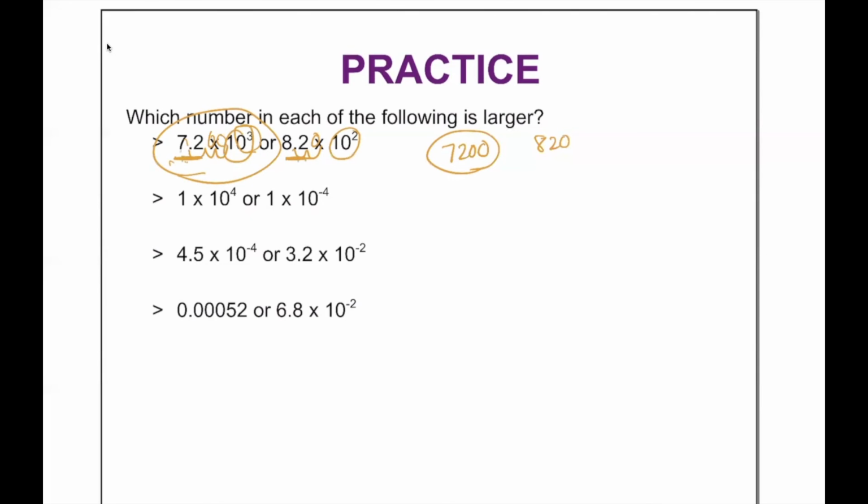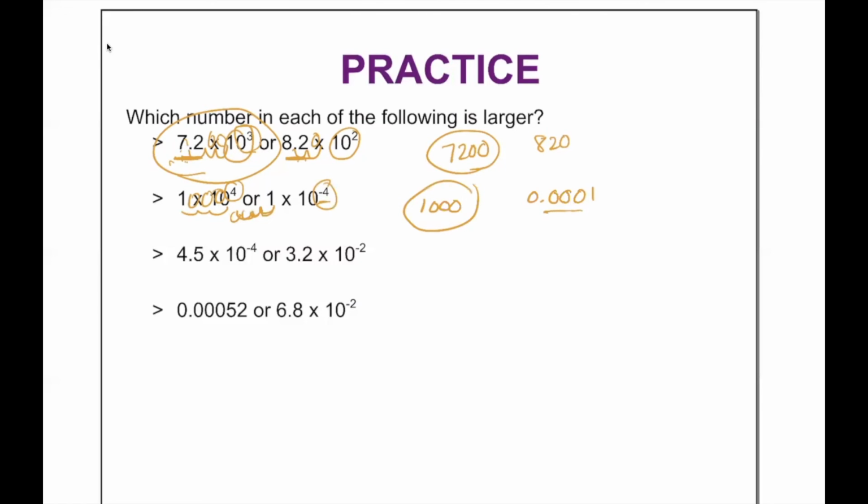Now, in our second example, we have 1 times 10 to the fourth, which is going to be moving the decimal point this way. So we have 1,000 versus 1 times 10 to the negative fourth, where we're going to move it this way, 0.0001. And so you see here, the positive exponent is going to be a larger value than the negative exponent.